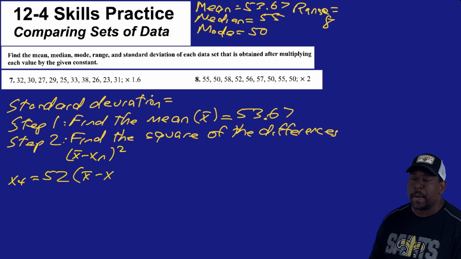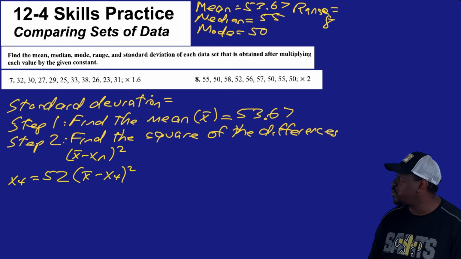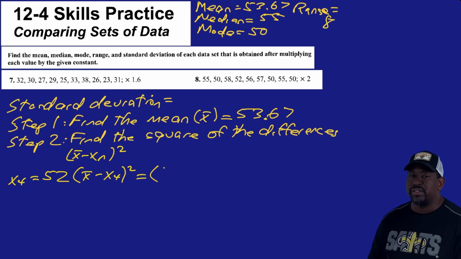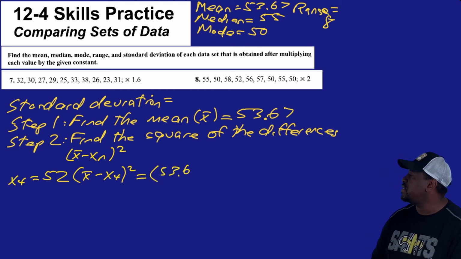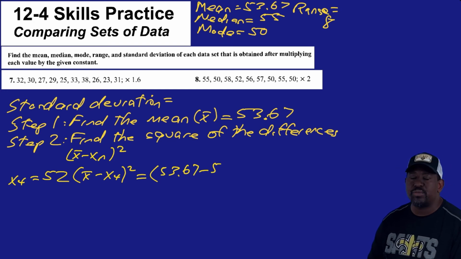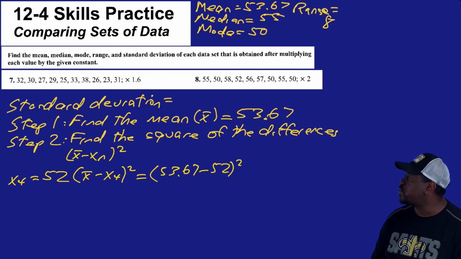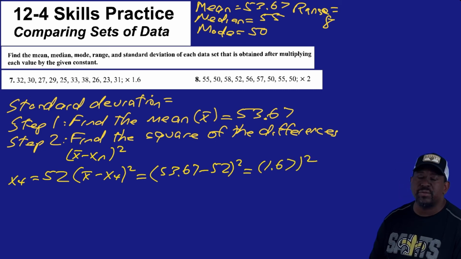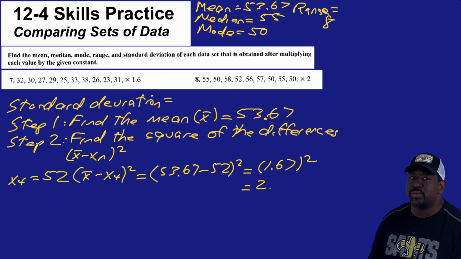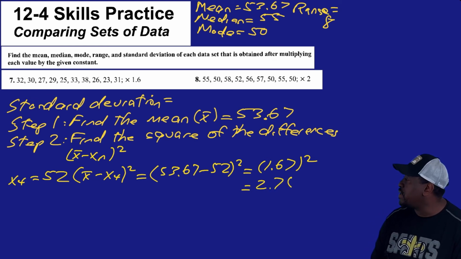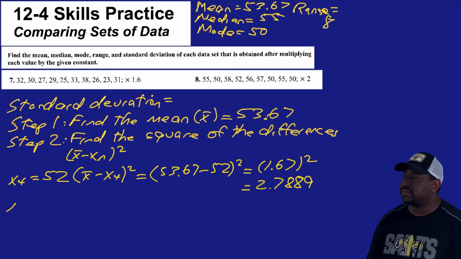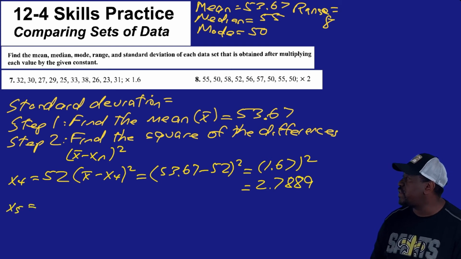So now we have 52. We're on our 4th data point. And so we take 53.67 minus 52, squared. That'll get us 1.67 squared. Again, we want to round that to 4 decimal places, and that will get us 2.7889. Now we go to the 5th one.